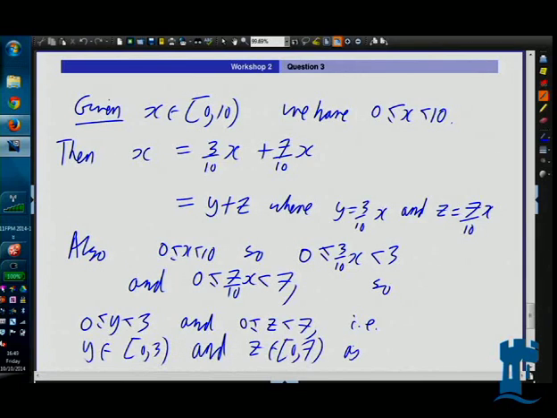I've written more than you really need to write here, because I would have been satisfied if you'd written x equals 3/10 x plus 7/10 x and said obviously 3/10 x is in [0,3) and obviously 7/10 x is in [0,7), and that's obvious enough that I'd have accepted it. I've written extra detail in case anybody was worrying about it.